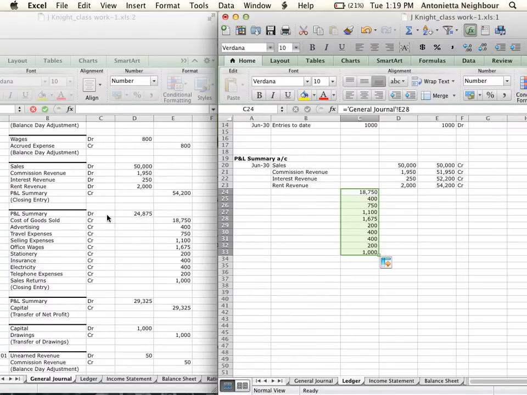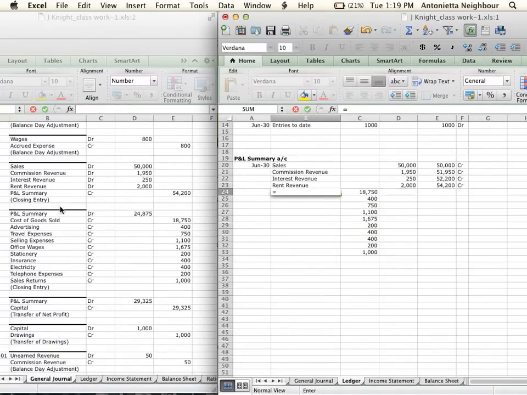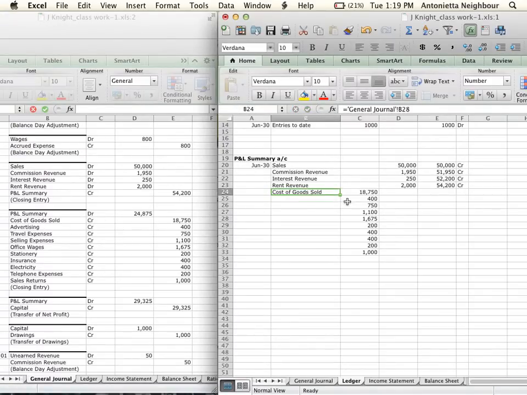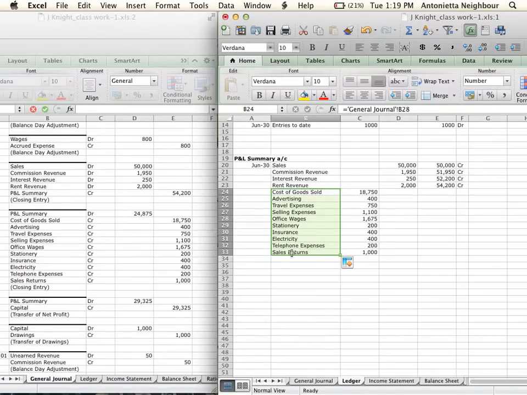We're going to debit the P&L summary account for 24,875, but I want to show all of the individual amounts that comprise that 24,875, just like we did with the credit column, with the credit accounts here. So I bring each one in individually, bring in their respective accounts. The last one should be sales returns.